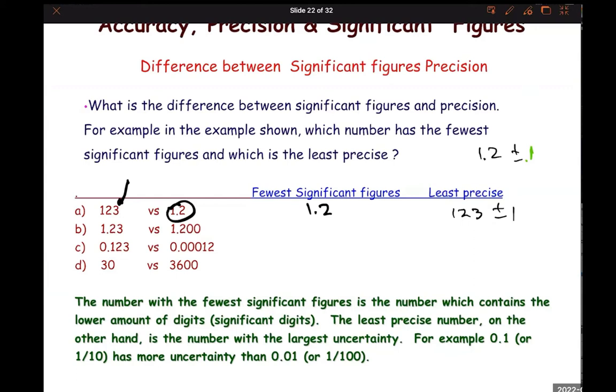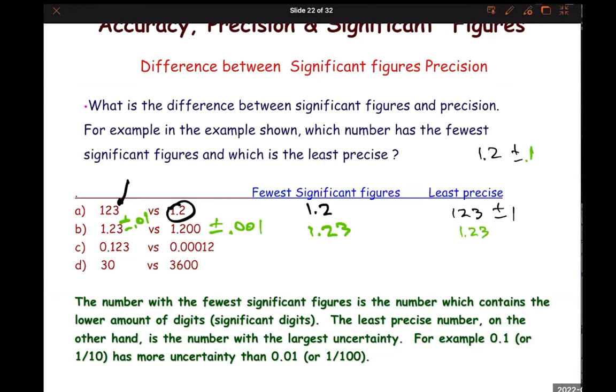Let's take a look at 1.23 versus 1.200. Significant figures: 1.23 only has three significant figures. 1.200 has 4 significant figures. Which one is the least precise? Well, 1.23 is plus or minus 0.01. 1.200 is plus or minus 0.001. That's finer than the other. So the least precise is 1.23 between the two numbers.